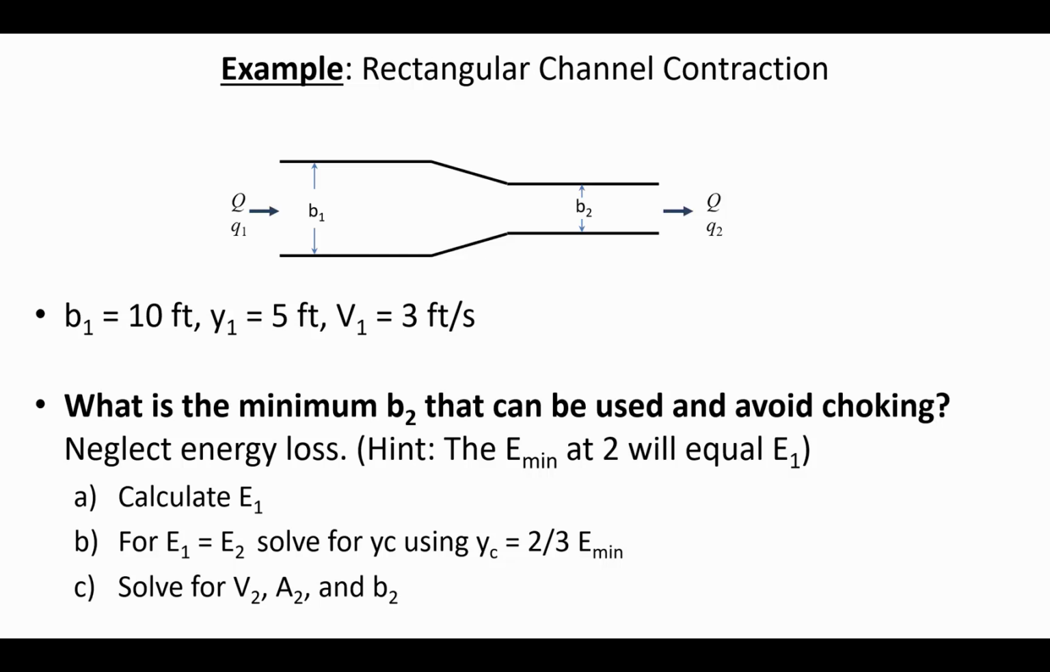Alright, so C maybe is going to be a little bit tricky to visualize all up front, but I'm going to pause again and give you some time to calculate the E1, so that's how much specific energy there is at location 1, and then find out what's the critical depth that the water is flowing at using this 2/3 relationship that's shown on the screen.